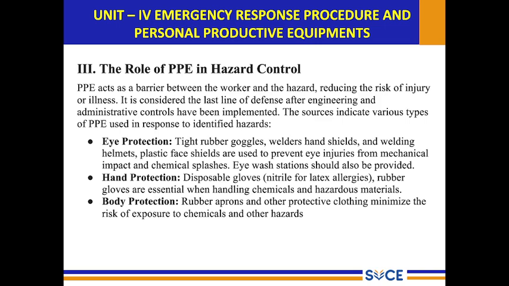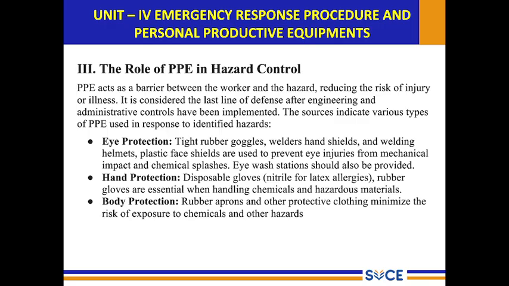The various sources of PPE, the various types of PPE and the various locations where we need PPE have been discussed in detail. First, we all know the limbs. Out of that, the eye is predominantly important. When you have goggles over the eyes, they easily protect the eyes. So safety goggles are used, tiger rubber goggles, welders hand shields, and welding helmets. Plastic face shields are used to prevent eye injuries from mechanical impact and chemical splashes.